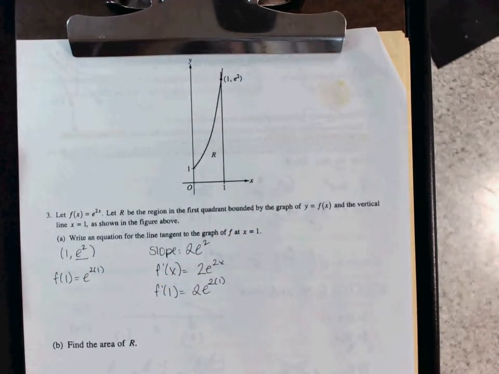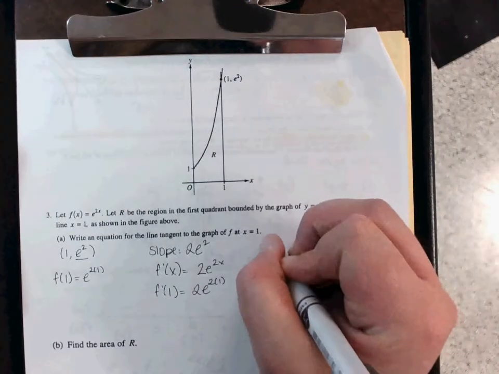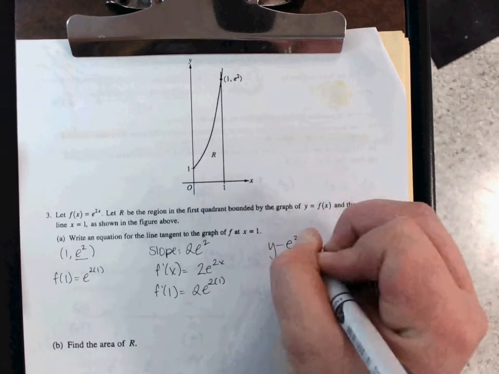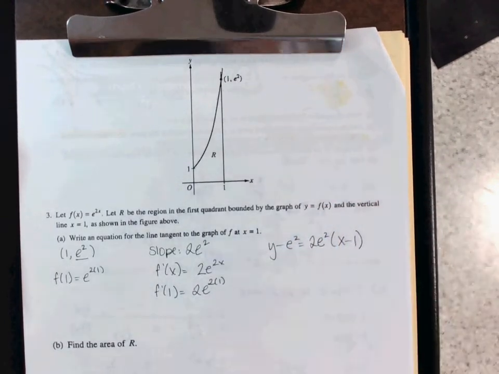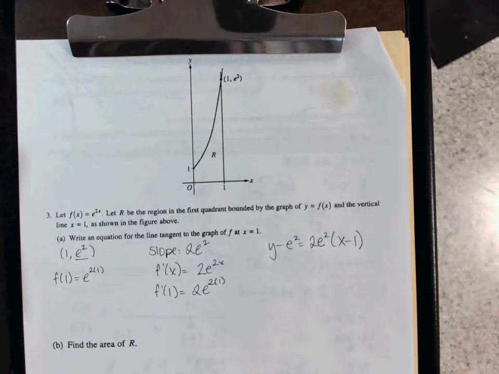Okay, so just kind of like that other one, your equation's coming out kind of messy, but the actual math part is not hard. So it'll be y minus e squared, 2e squared, x minus 1. Probably that would have been worth like 2 points on the AP test-ish. Okay? All right, go down to part B, set up your integral.